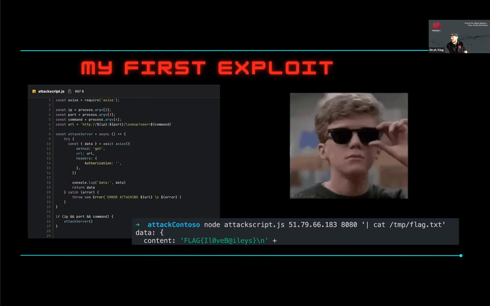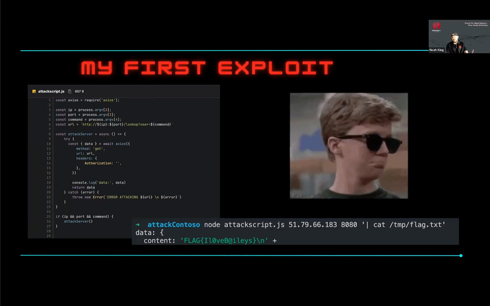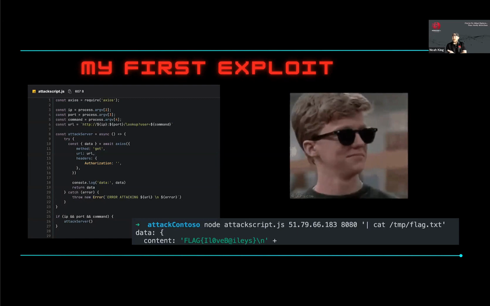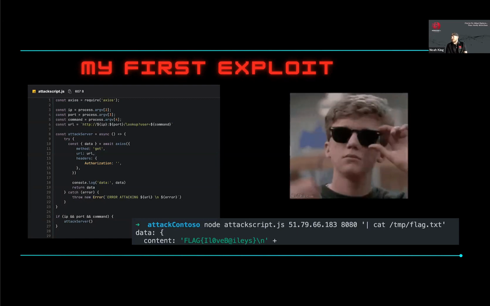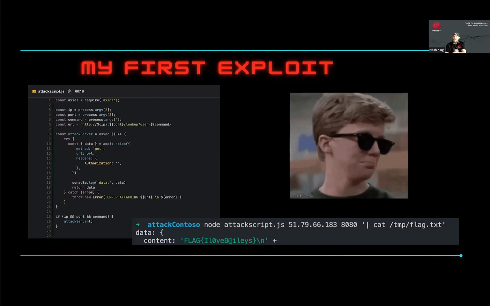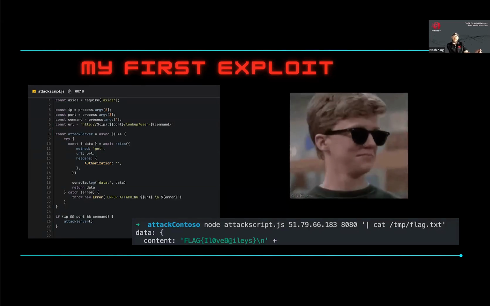And when you ran it, you would give it the file name. So you say node attack script, give it the IP and the port number, and then you would just give it a command. So cat, the temp flag txt, and then you get back the flag. So that was kind of the interview. And then you had to point it at a production server.